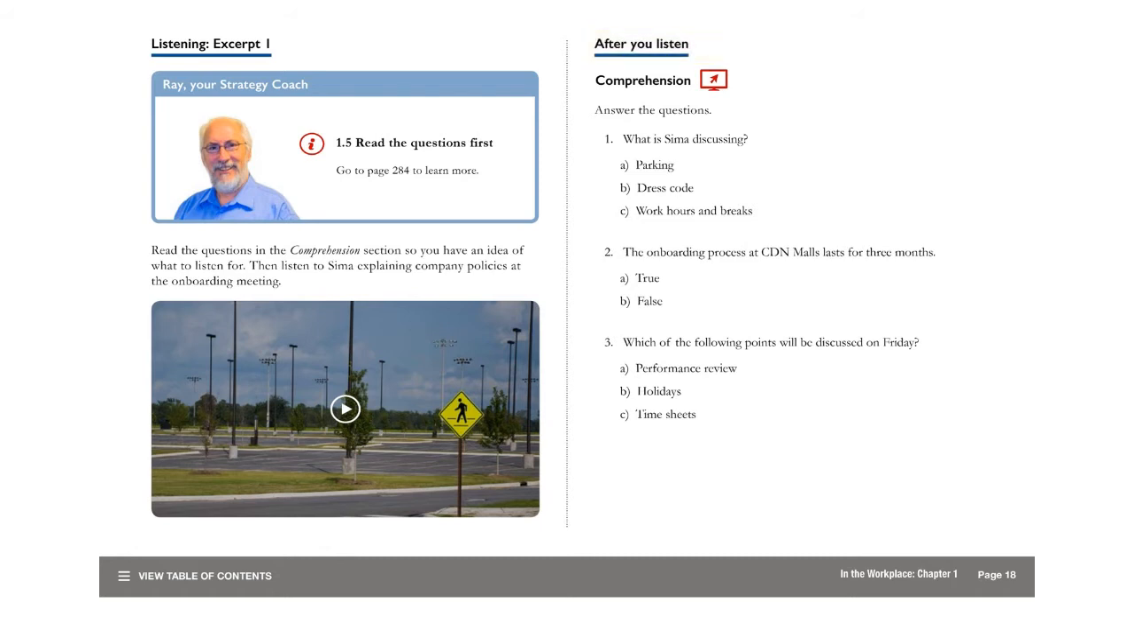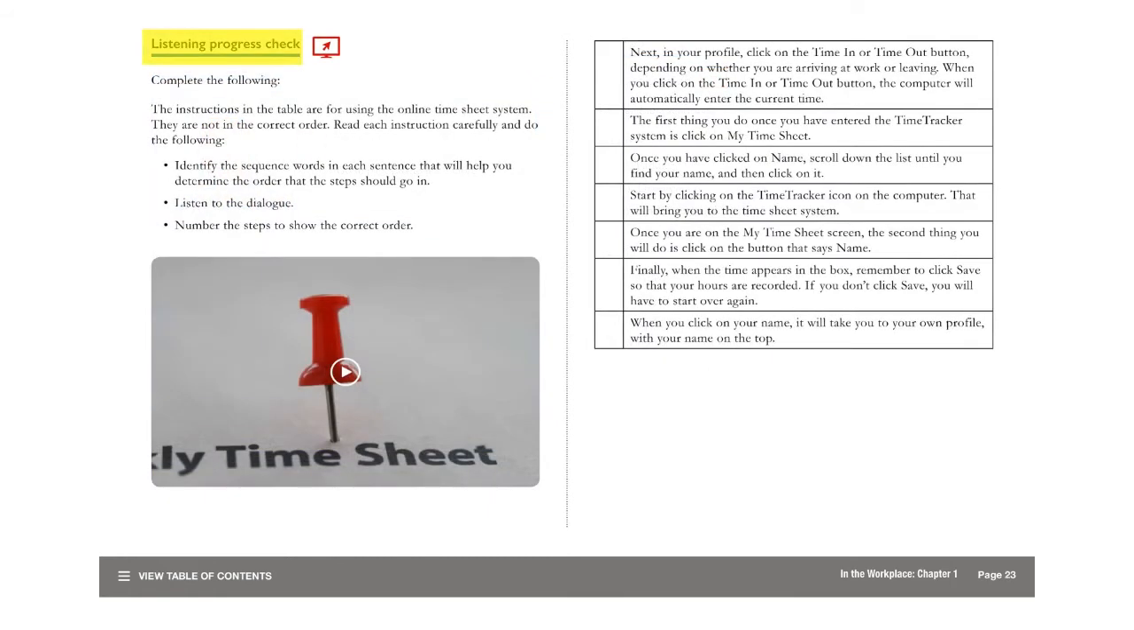Sometimes, a talk might be presented to you in 2 parts, Excerpts 1 and 2. Excerpt means part. Listening Progress Check. This is the final part of the listening section. It gives you some more practice in listening and an opportunity to self-assess your listening comprehension and vocabulary.